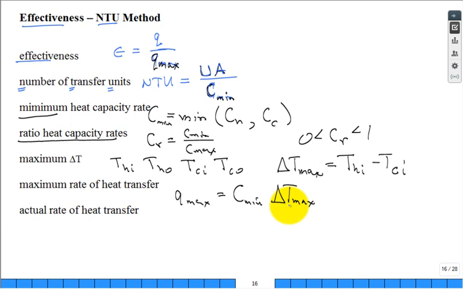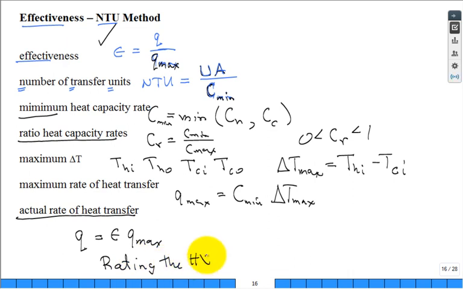Professor, are you ever going to derive these equations? Yeah, that's the next slide. But let's just see how it's used, the players in the game. So if you wanted to solve for the actual rate of heat transfer, basically you best go up to this equation and you say Q is equal to the effectiveness times Q max. When you do something like that, you're basically doing what they call rating the heat exchanger. You're saying this heat exchanger is capable of, blah, blah, blah, 20 kilowatts rate of heat transfer.